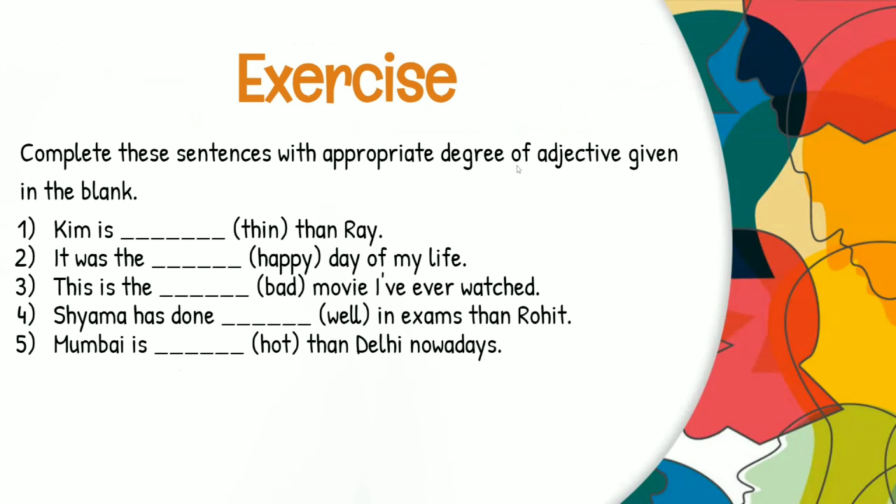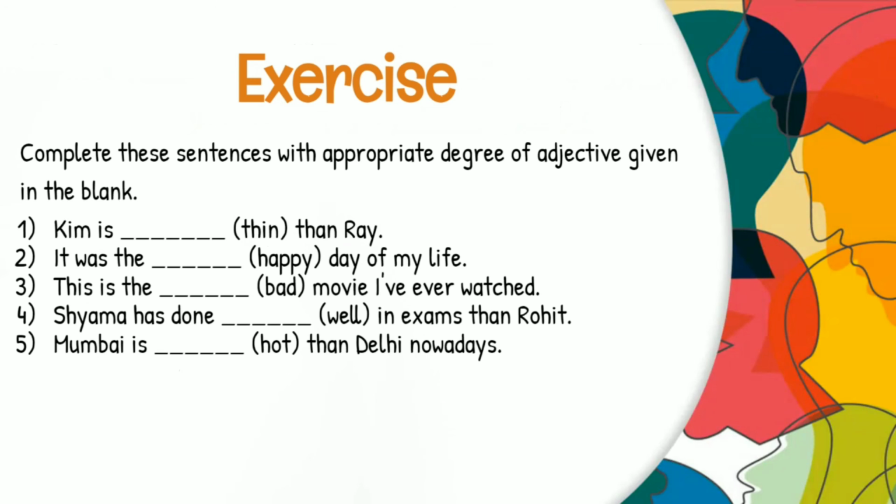Moving on, here is an exercise. You have to complete the sentence with appropriate degree of the adjective given in the blank, like thin, and then you have to look that it is than over here. So it will be comparative degree by the rules. So it will be Kim is thinner than Ray.